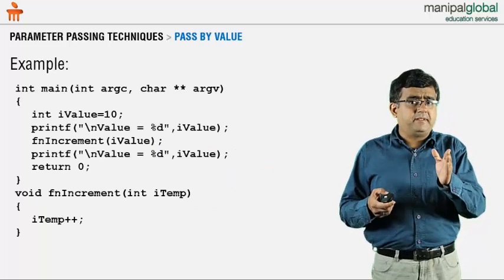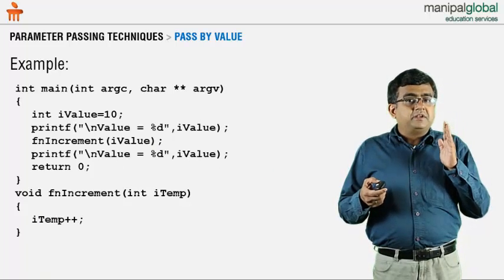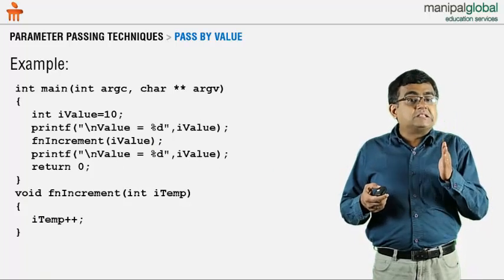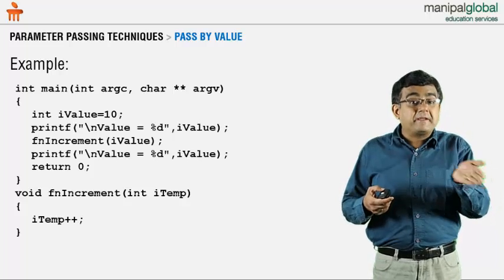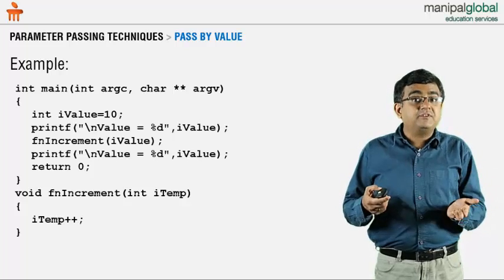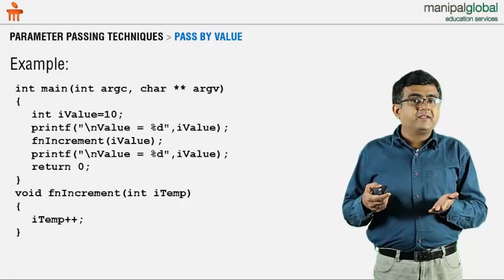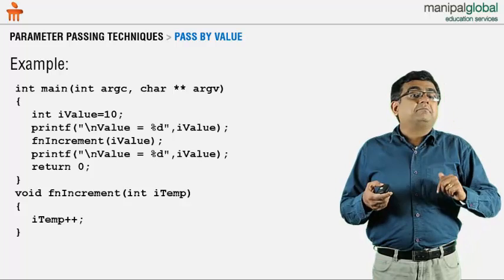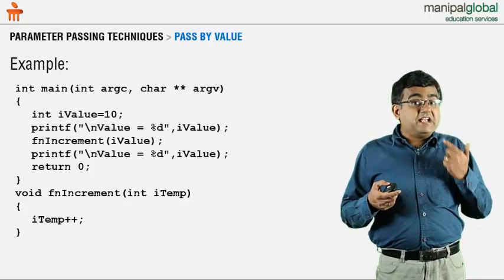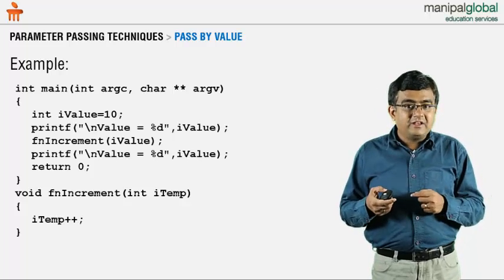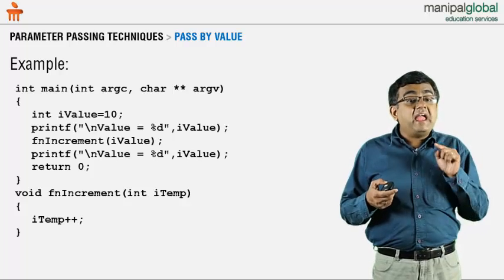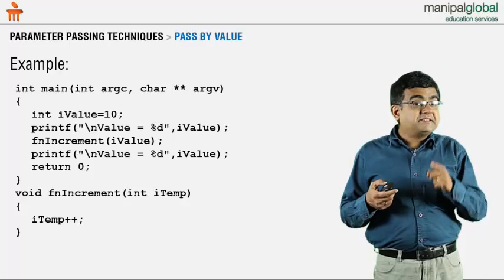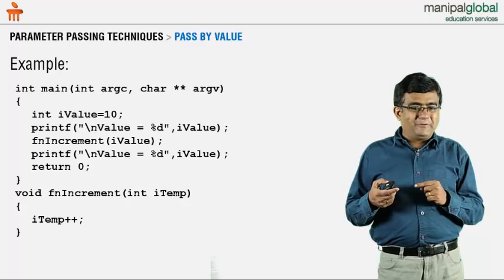Let's take an example. Take a few seconds to see this code. You've got the function main. Main itself has two parameters, which are arguments themselves, argc and argv. We have declared a variable ivalue of type integer and assigned it 10. You have a printf statement. Then we are calling the function fnincrement, passing the parameter ivalue.